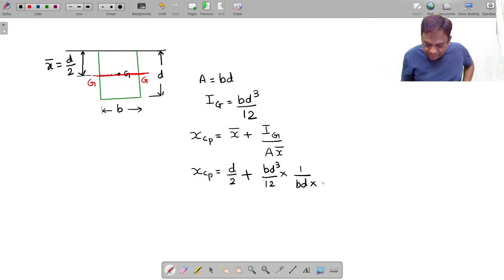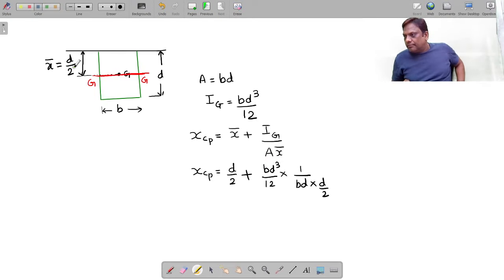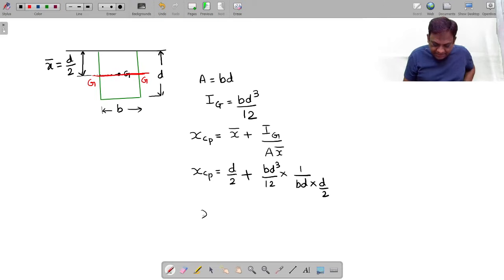The area is BD, X bar is D by 2. I repeat, my dear students, XCP is X bar plus Ig by A X bar. X bar is D by 2, plus Ig, B D cube by 12, by area BD, X bar D by 2. Absolutely.